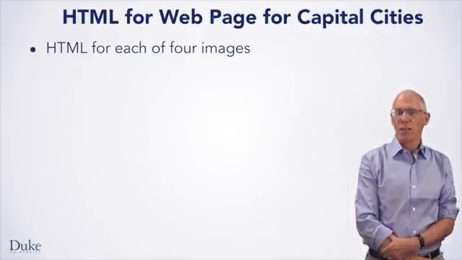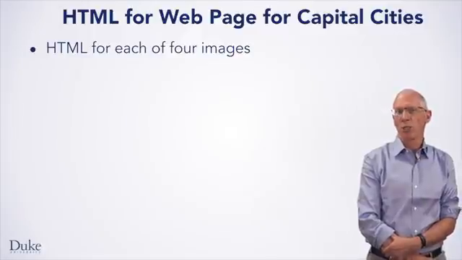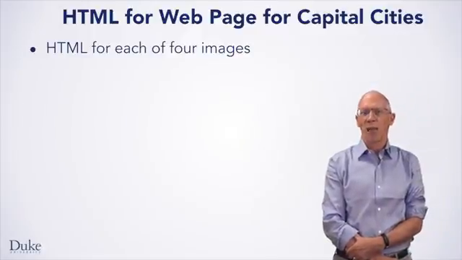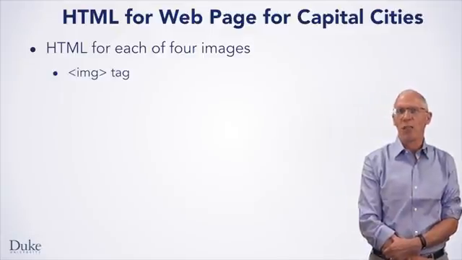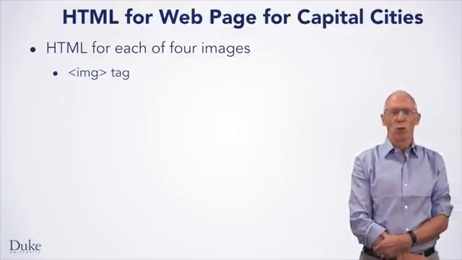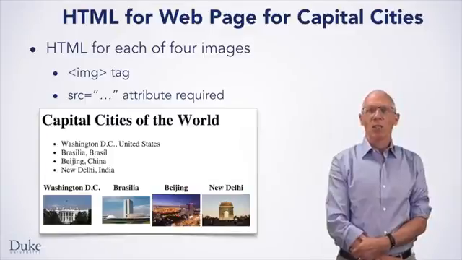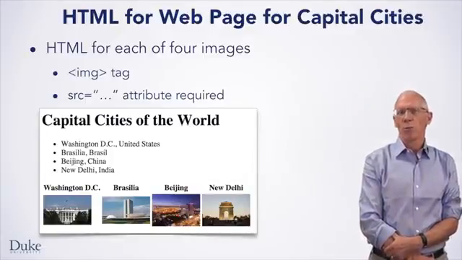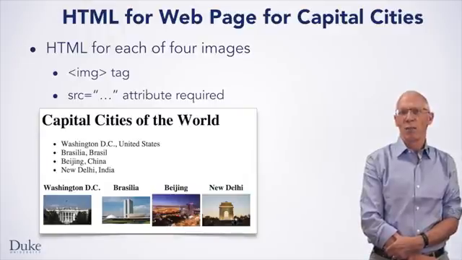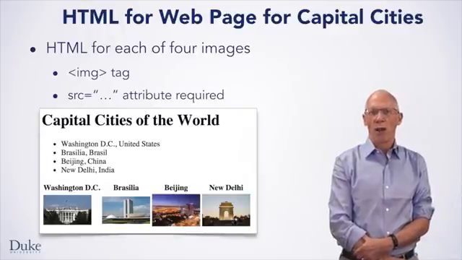We'll look at the HTML used to create each of the 4 images that are shown on the web page for capital cities. There is an image, or IMG tag, for each photo shown. The source, or SRC attribute for the image tag, specifies the URL for the photo that will be displayed in the web page we've created. The source attribute is required.